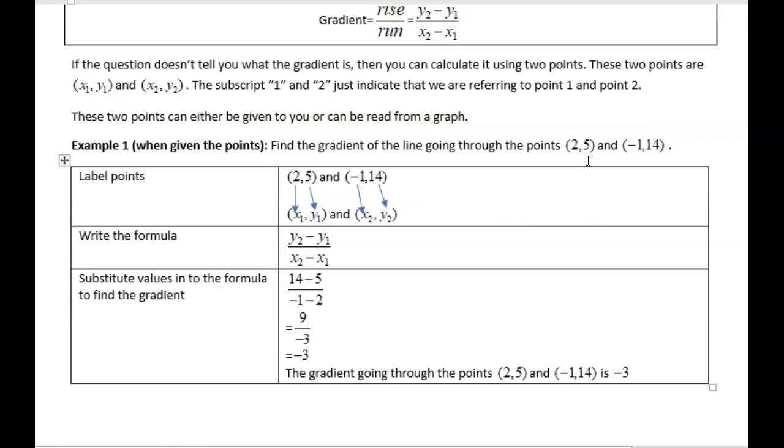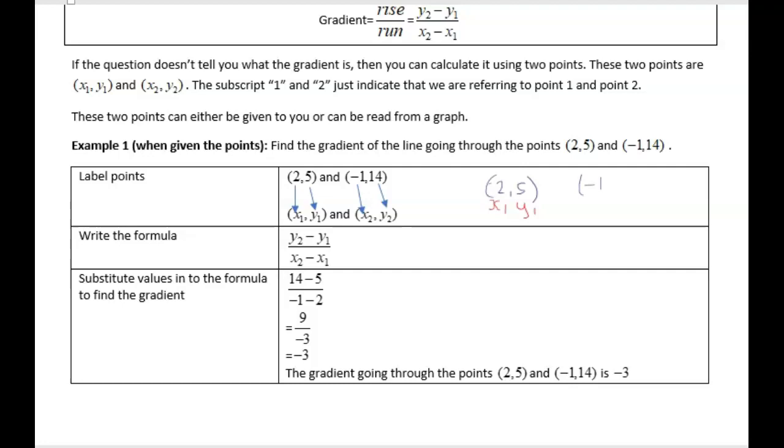So we've got the point 2,5 and the other point is negative 1,14. So what we would do first of all is label the points. So you can see 2,5 there, and I would label that x1, y1. So I'll just write down how I would label it. Now you could use a different color. I would use a different color just because it's easier to see. Label it x1, y1, just so we don't get confused when we're doing the substitution.